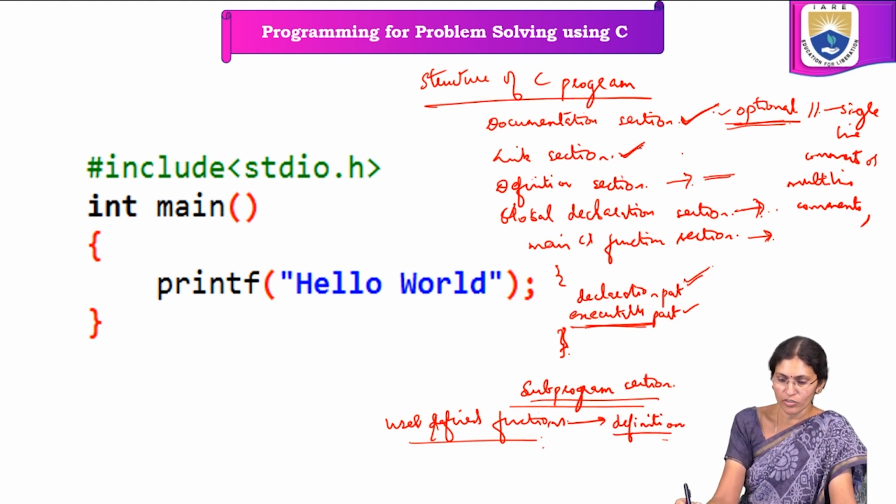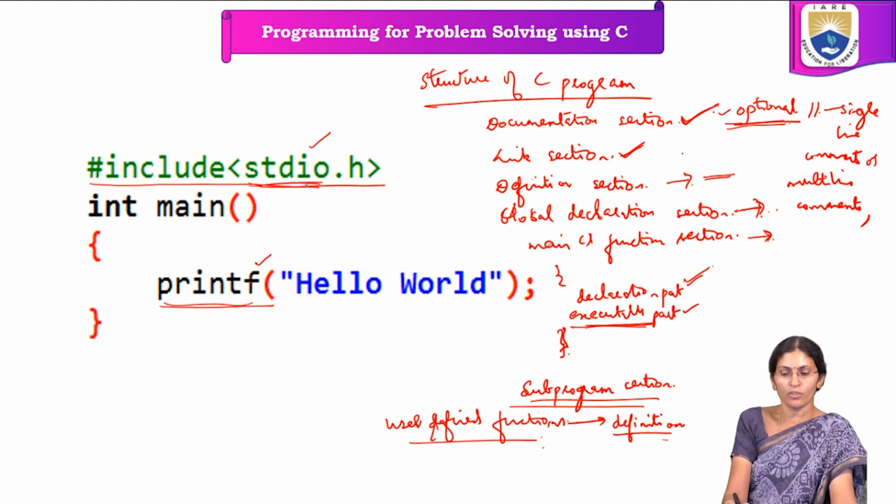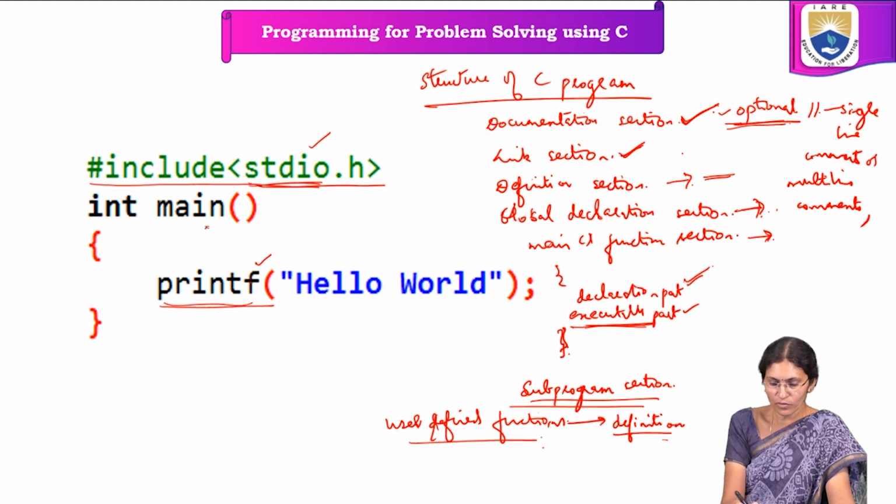Next, coming to the linking section. In the linking section, we have included the stdio.h header file. stdio.h is the abbreviation for standard input output. In this header file, there are some functions. Here in this program, we have used the printf function, and the definition for the printf function is included in the stdio.h header file. That's why, in the linking section, we have included this stdio.h header file.